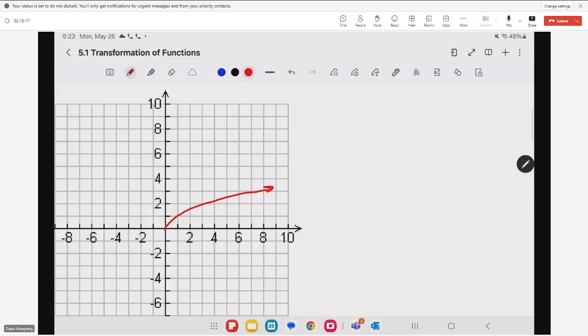Okay, so since we are compressing, we are dividing by 10. So this thing's going to really flatten out. But it still has the same general shape, it's just a lot flatter because it's being compressed on that y-axis. So every value is divided by 10.